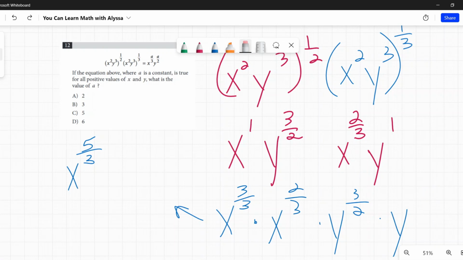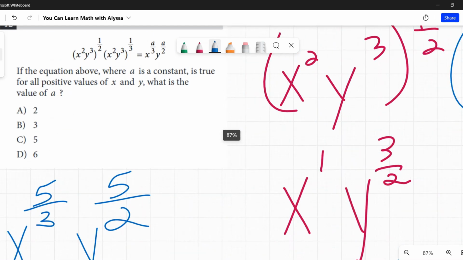1 is the same as 2 halves. So 3 halves plus 2 halves is 5 halves. So I got my answer as x to the power of 5/3 times x to the power of 5 halves. And let's look at that problem very carefully.